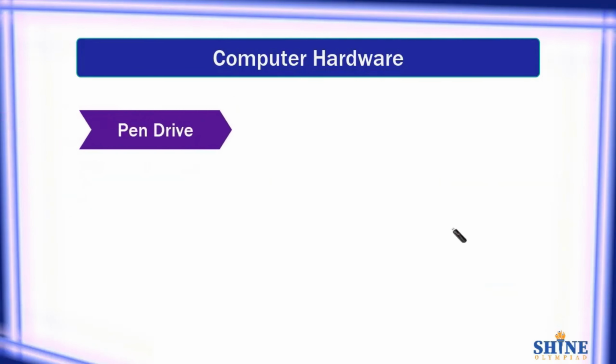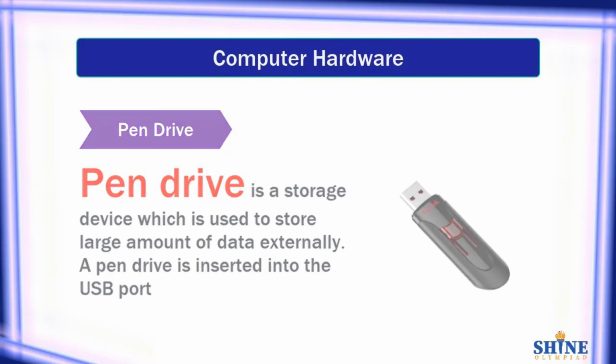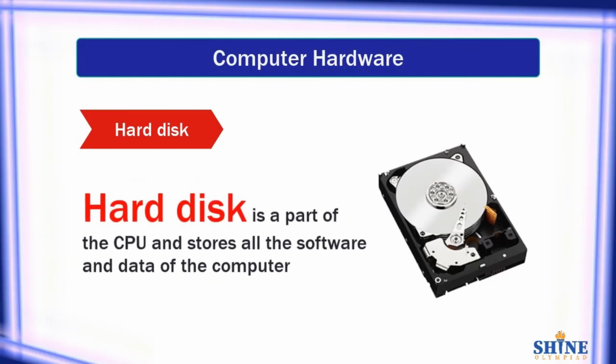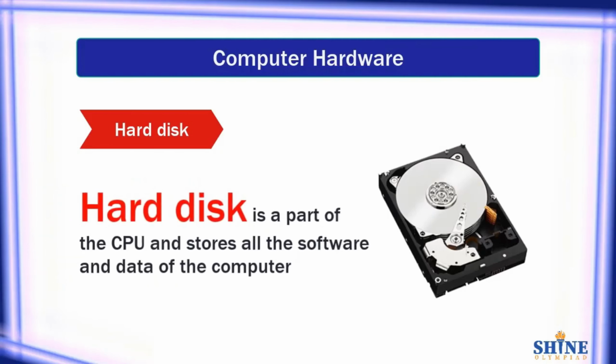Pen drive. Pen drive is a storage device which is used to store large amount of data externally. A pen drive is inserted into the USB port. Hard disk. Hard disk is a part of the CPU and stores all the software and data of the computer.